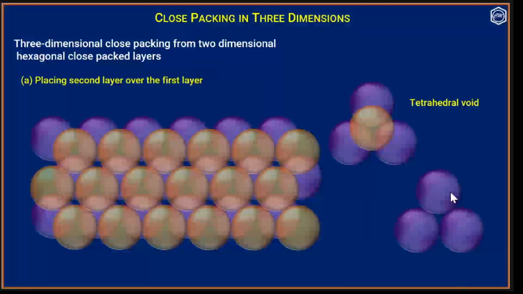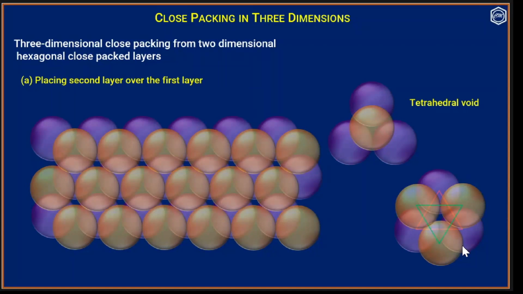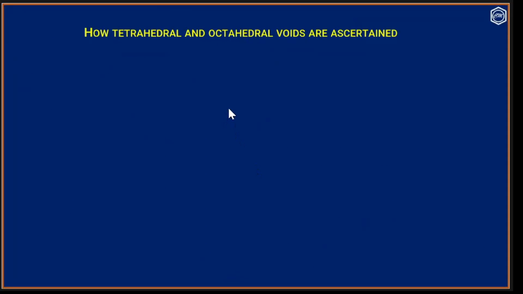Now this is the triangular void. The triangular void of the second layer may be arranged in another manner, and a void is generated in between these 6 atoms, and this void is known as an octahedral void. So there may be tetrahedral voids as well as octahedral voids. These are tetrahedral voids. On the other hand, these open voids are octahedral voids. Now let us see how these tetrahedral and octahedral voids are ascertained.